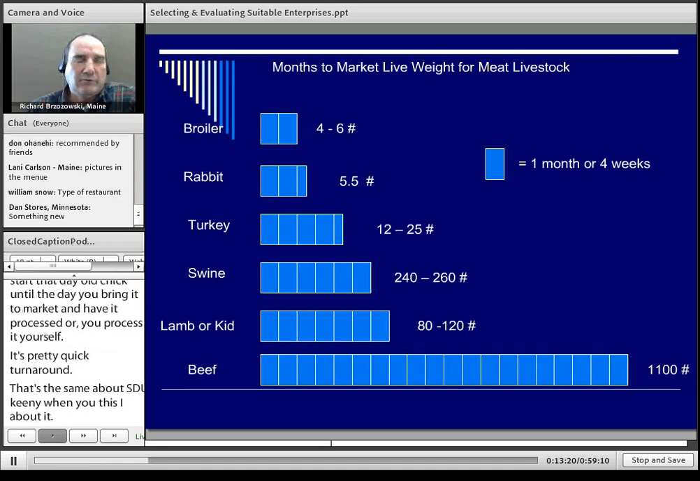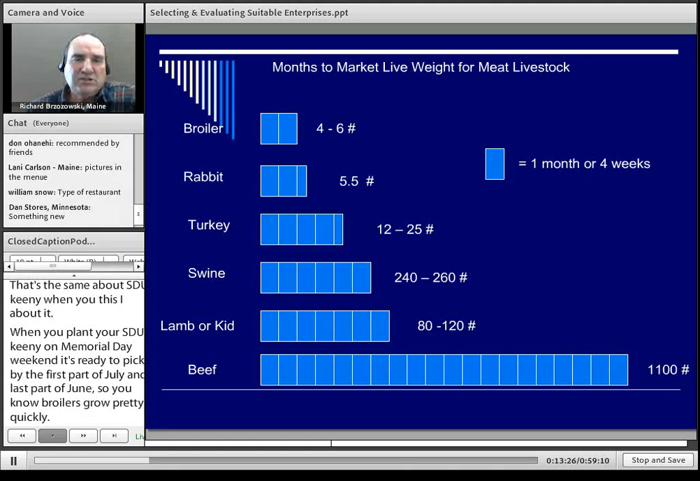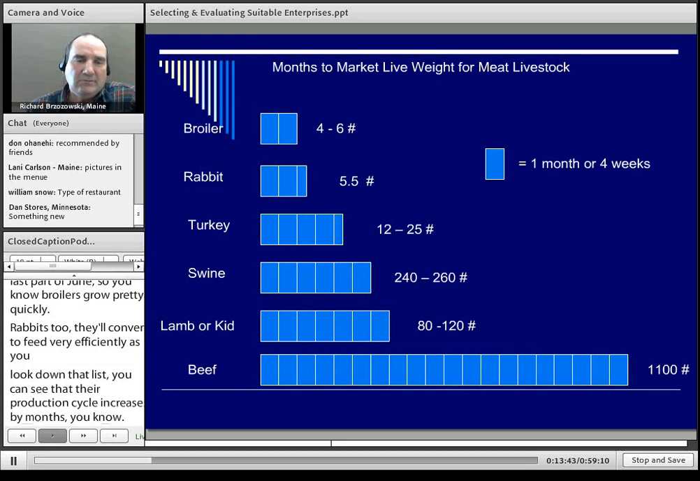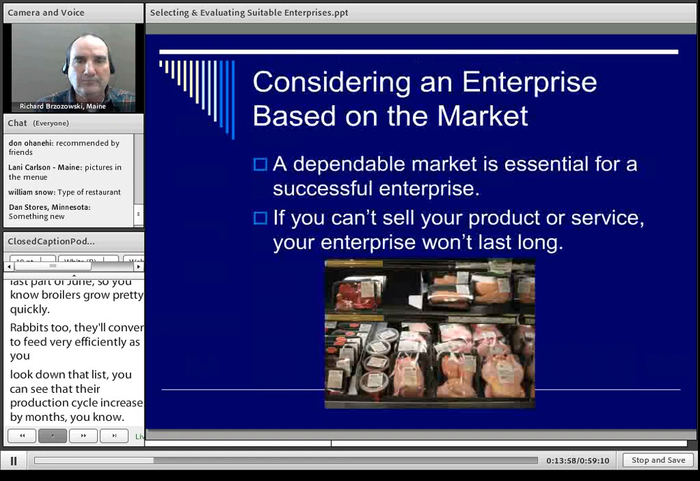So, broilers grow pretty quickly. Rabbits, too, convert feed very efficiently. But as you look down that list, you can see that their production cycle increases by months. Turkeys and swine and lambs and goat kids, those are all doable within a grazing season. But as you take a look at beef cattle, or if you had buffalo or some other dairy animal that you were trying to produce, these are all meat animals, but you can see to get 1,100 pounds is going to take a lot more than 4 to 8 weeks to get that animal to market weight. It's going to take over a year to do that. So that production cycle is very important.